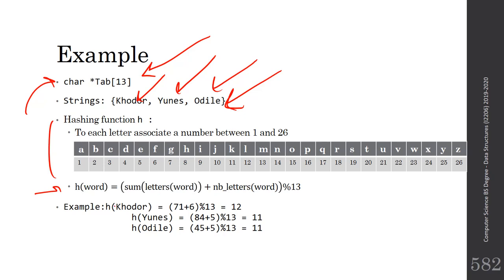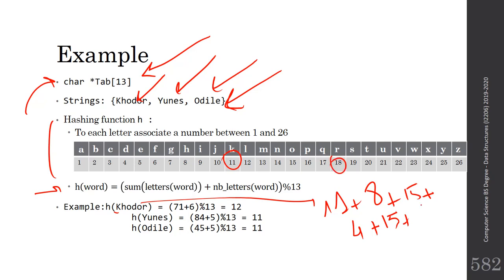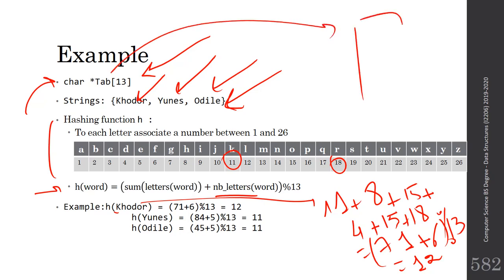So for example, for Khodr: k is 11, plus h equals 8, plus o equals 15, plus d equals 4, plus o equals 15, plus r, which is equal to 18. It will be equal to 71. Then I will add the number of letters, which is 6, and I will do modulo 13 because I need a number between 0 and 12, and I will end up with 12. So in the table from 0 to 12, in the 12th cell, I would place Khodr.